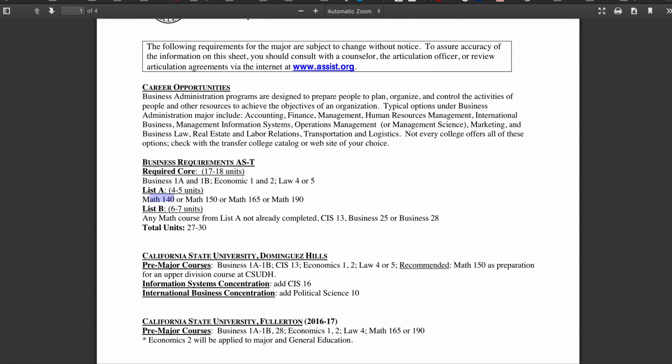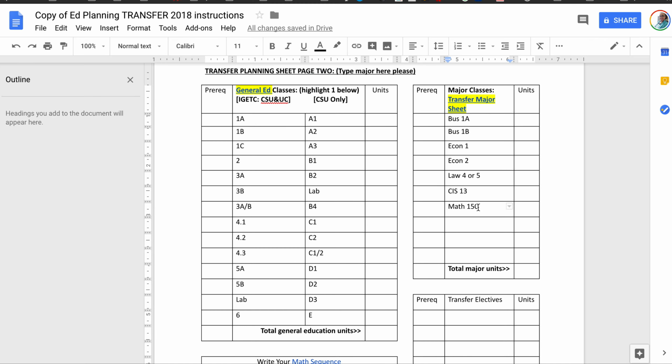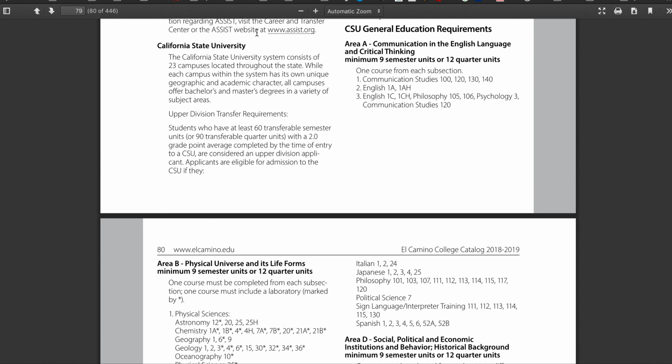So when you do your educational plan, you would put down Math 140, and then that would be the last of your major courses: 1A, 1B, Econ 1 and 2, Law 4 or 5, CIS 13, Math 115, Math 140. And you total those units up and you look up the prerequisites in the catalog. So then you would do the CSU only side. And for example, in the catalog, on page 79 in the 2018-2019 catalog, you have CSU Area A.